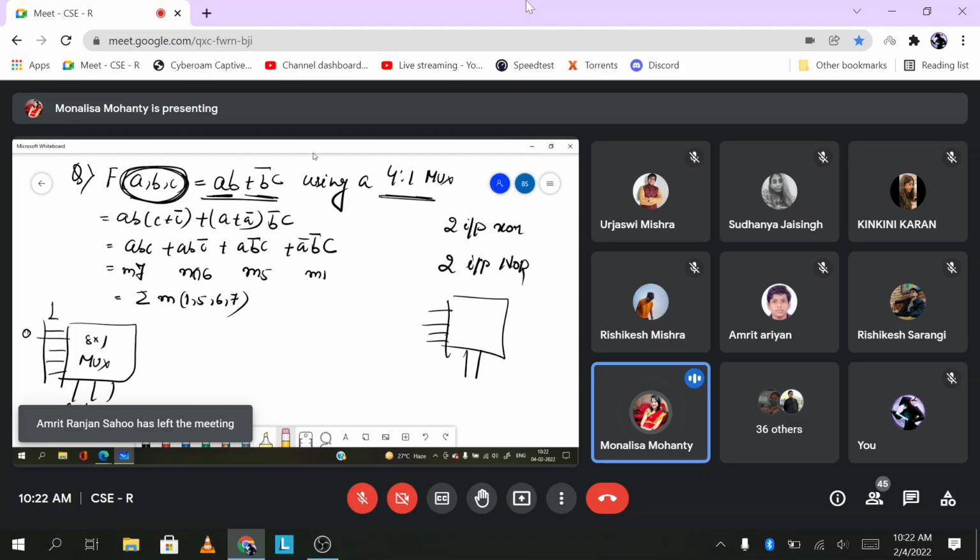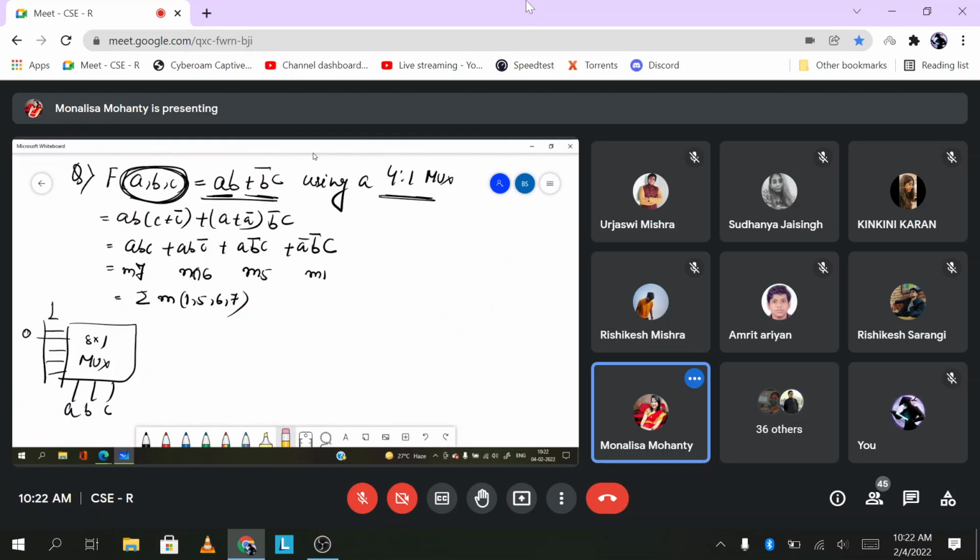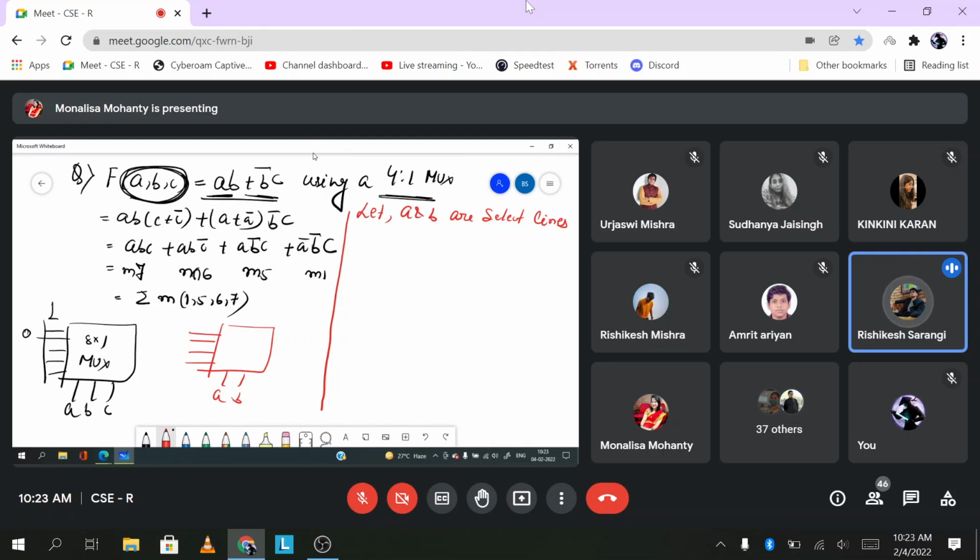So for the mapping let us proceed. Let A and B be select lines. If A and B are taken as select lines, then the answer will be C0, C1. I mean, we will use C0 and 1 as input. Exactly. Your answer is C0, C1.